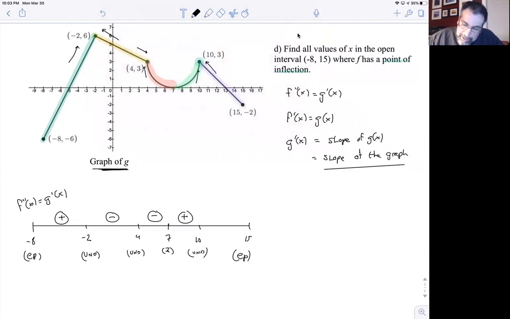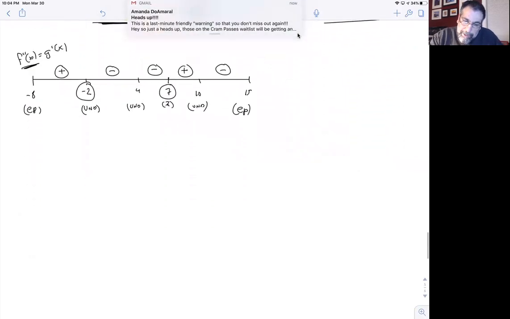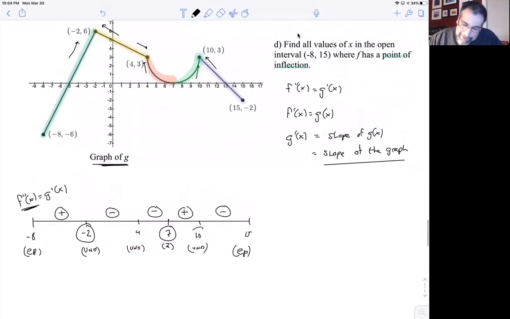So in this question, they're asking us, where are the inflection points? We have inflection points any place where f double prime changes signs. So we're going to have an inflection point at -2. We're going to have an inflection point at 7. And we're going to have an inflection point at 10. So x equals -2, x equals 7, x equals 10 are the x values where there are inflection points.